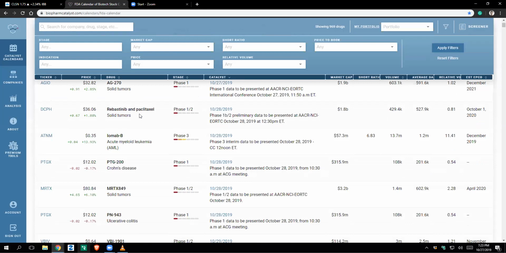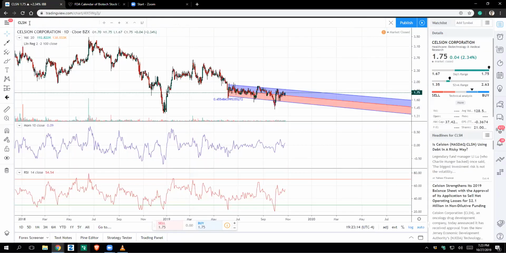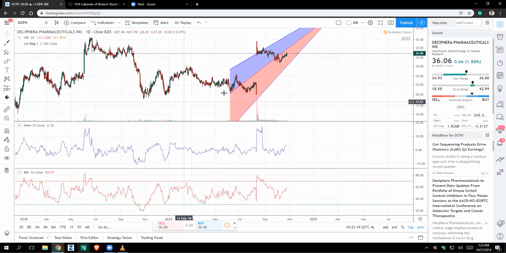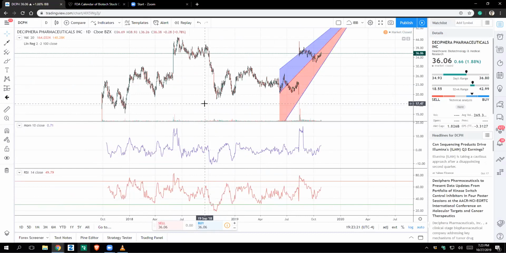Next is DCPH, solid tumors, phase 1/2, rebastinib and paclitaxel. Phase 1B preliminary data is going to be presented tomorrow. So DCPH is a stock which I owned in the past, and if you guys remember, they presented very impressive data in these GIST tumors, which was better than BPMC. So this was where the stock jumped. It has been consolidating, looks like going up.